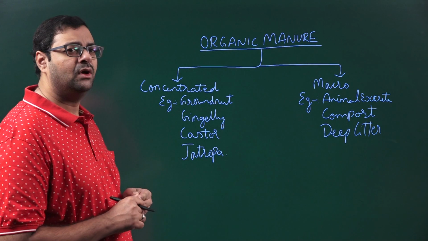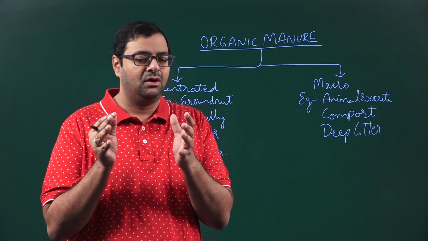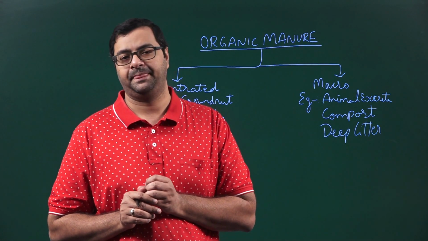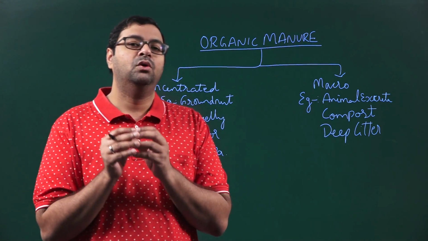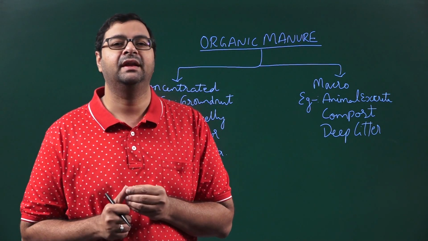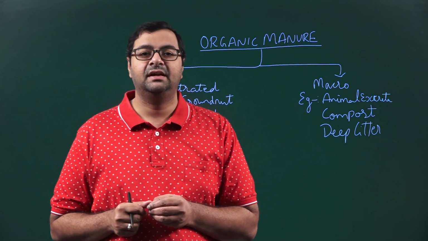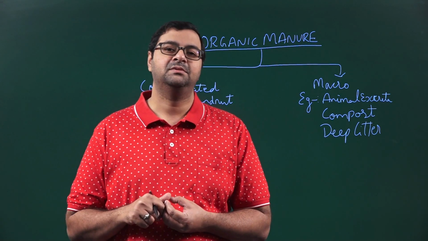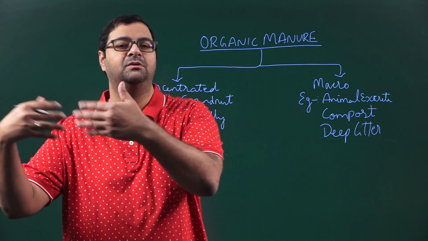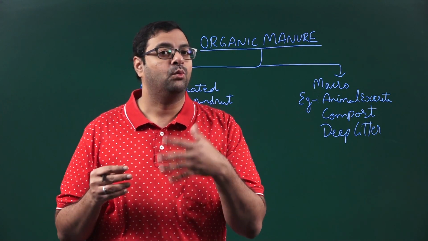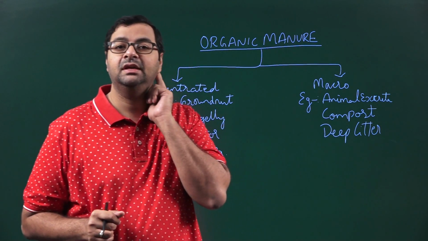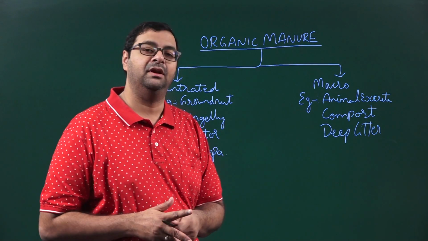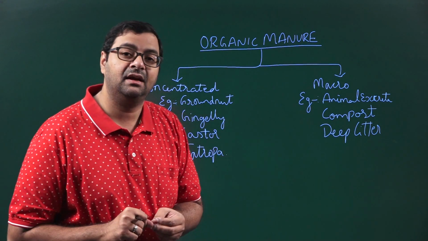Now you might have seen that when you're traveling on the roads, the farmers leave the sheep on the roads, and the goats generally put out their excreta. That excreta is rich in nutrients. Sometimes other farmers collect it and spread it into the field. Why do they do that? It is because animal excreta is a good source of macro organic manure. It comes under the category of macro organic manure.